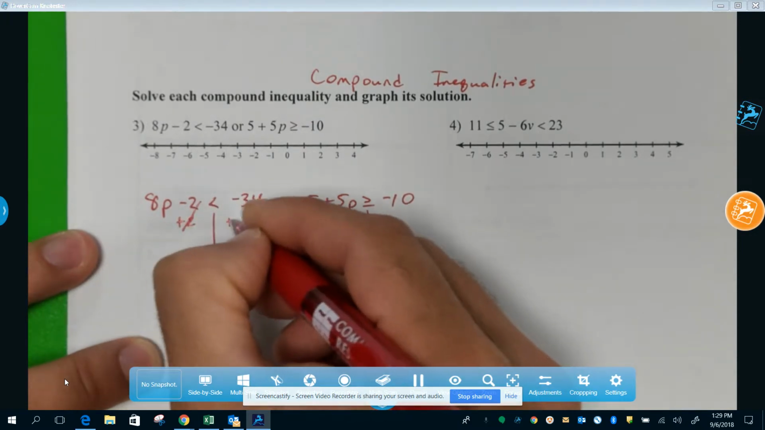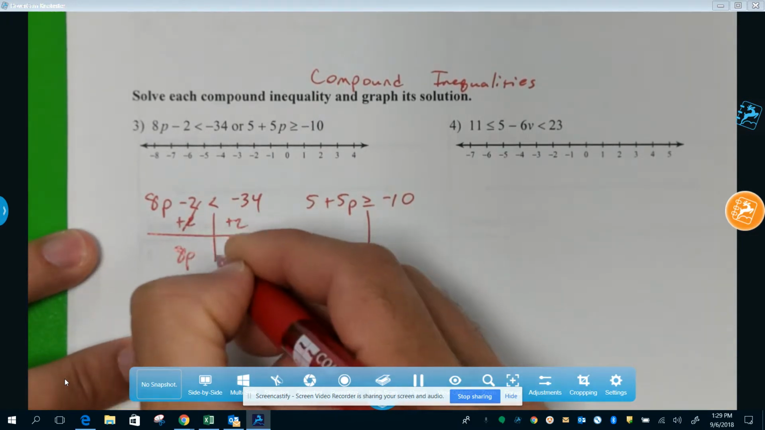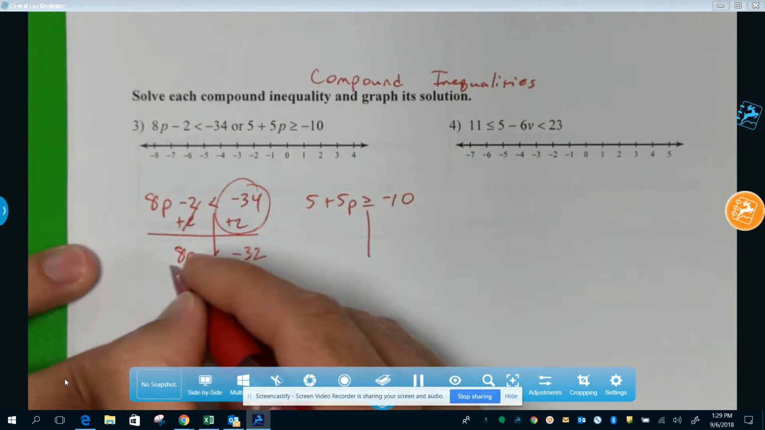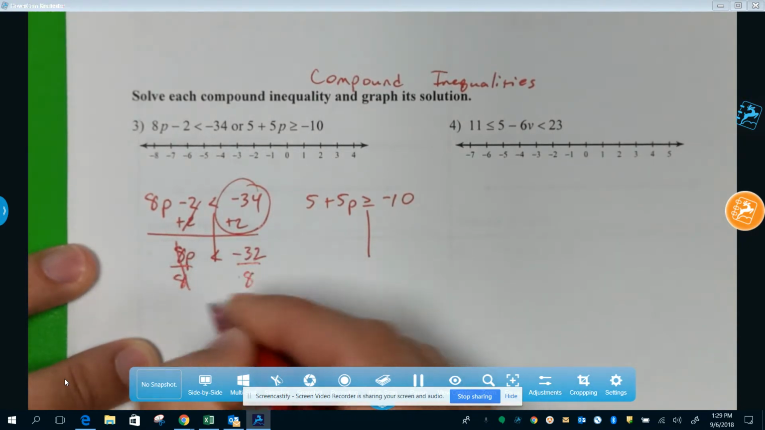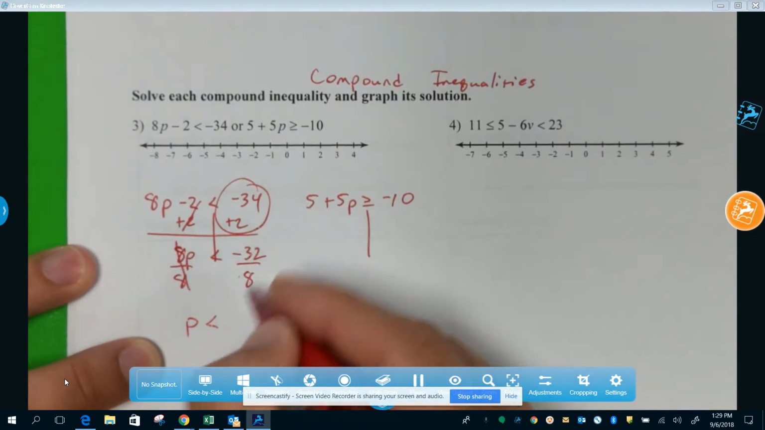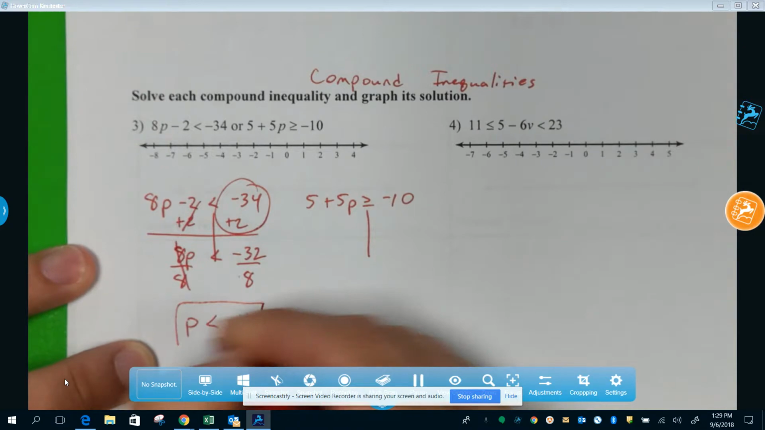So we'll add 2 to both sides. So I've got 8p is less than -32. Then we divide by 8 to get p by itself. I divided by a positive, so the sign stays the same. -32 divided by 8 gives me -4.